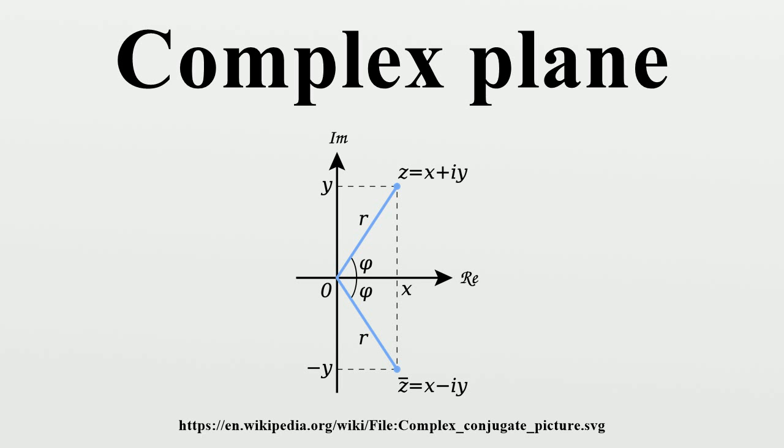For example, the unit circle is traversed in the positive direction when we start at the point z equals 1, then travel up and to the left through the point z equals i, then down and to the left through -1, then down and to the right through -i, and finally up and to the right to z equals 1, where we started.